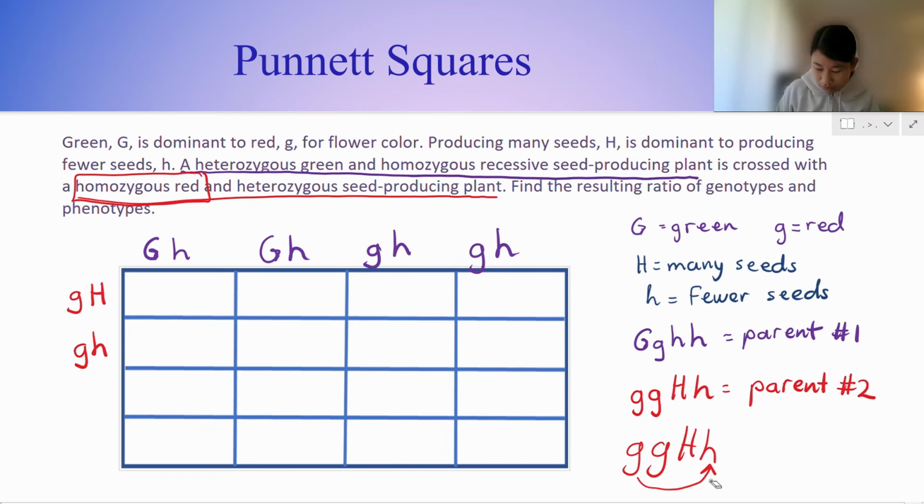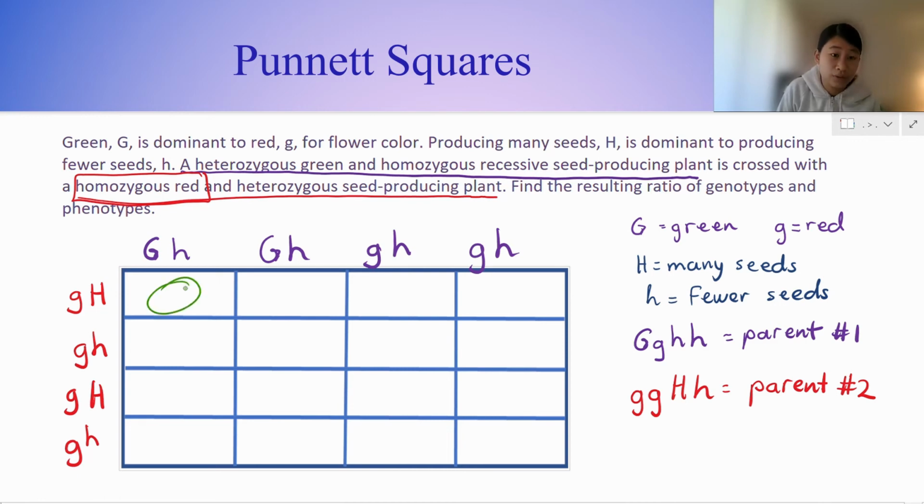And then we do the same thing for the second allele. So this one is going to meet up with the first allele of the other gene and the second allele of the second gene. So for the first one we have little g, large H, and then the last one is little g and little h. Similar to the one we did for the monohybrid cross, for this first box we're going to see what's the vertical part and what's the horizontal part.